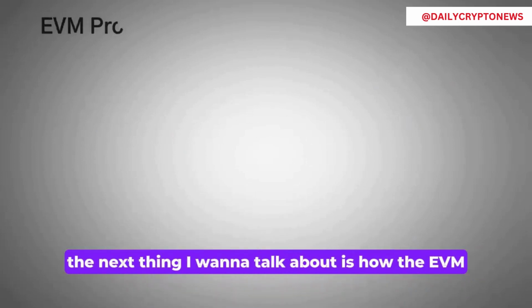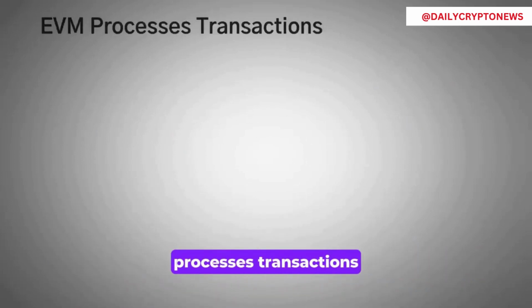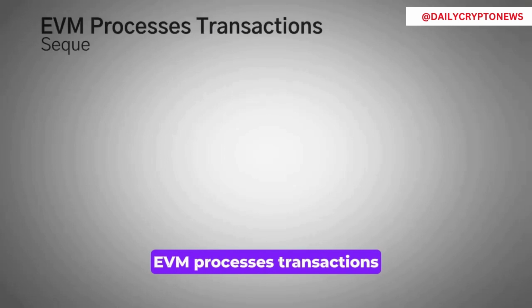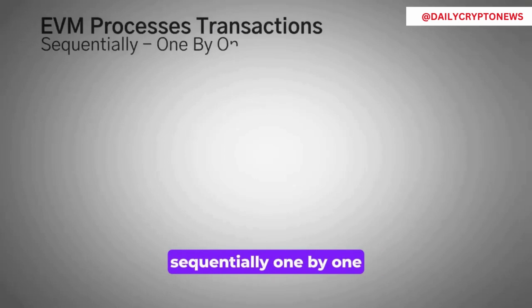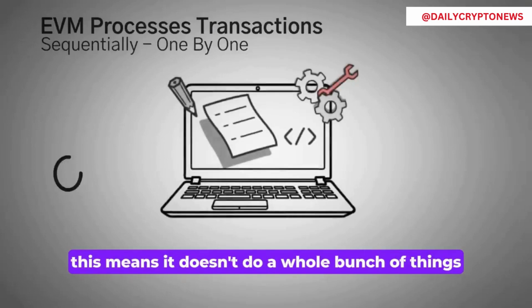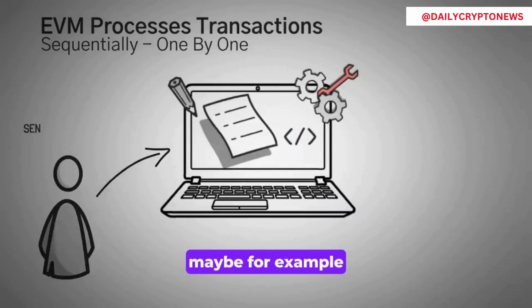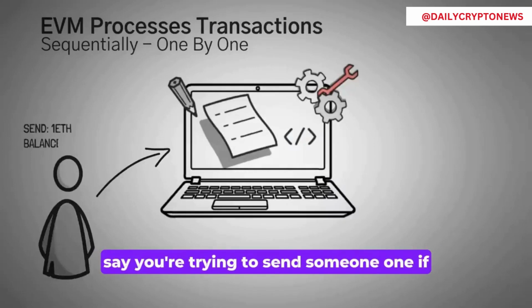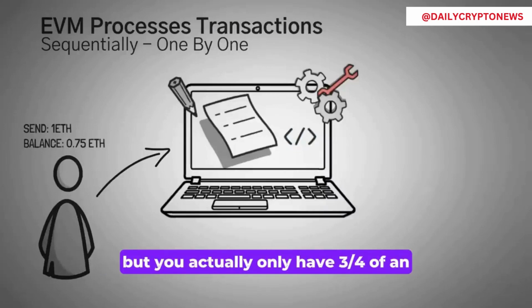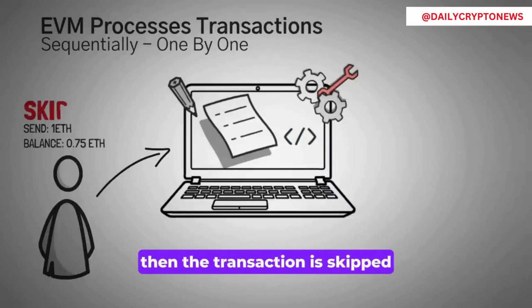The next thing I want to talk about is how the EVM processes transactions. The EVM processes transactions sequentially, one by one. This means it doesn't do a whole bunch of things all at once, and if a process doesn't work for whatever reason, maybe for example, say you're trying to send someone 1 ETH, but you actually only have 3/4 of an ETH in your account, then the transaction is skipped.